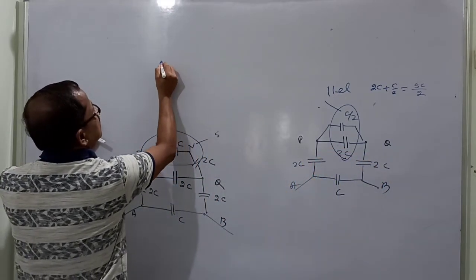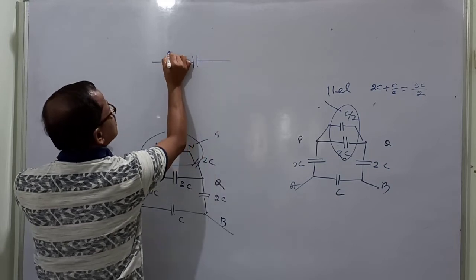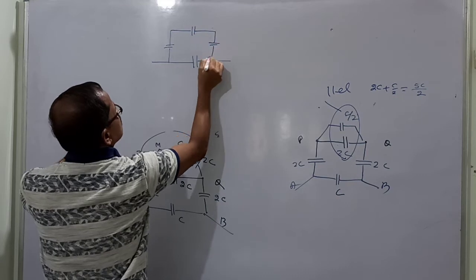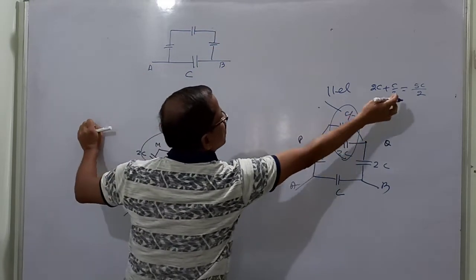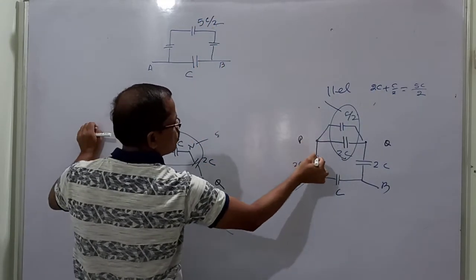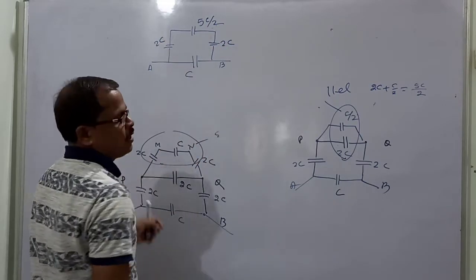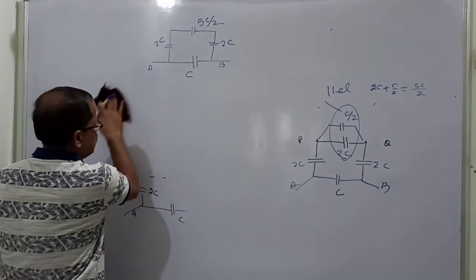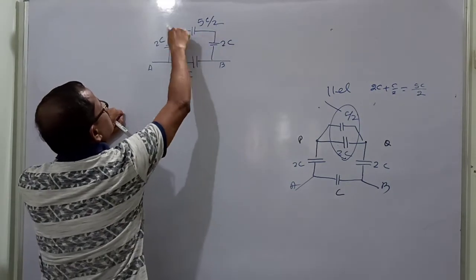Now let us make another diagram. So now again you are about to get the answer. That is 2C. This is A point. This is B point. This is C. So these two combined is 5C by 2. This is equal to 2C. Only one step is left to get to our solution. The next step is, so 2C, these are all series.